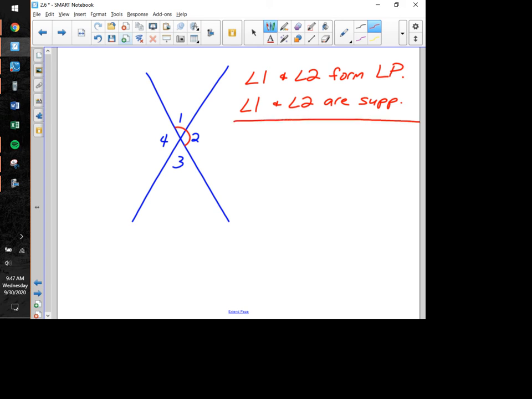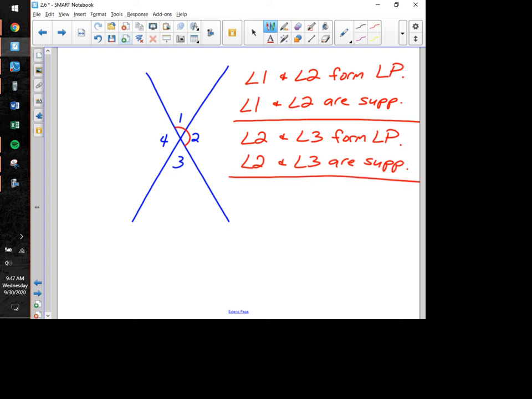But of course, the exact same thing happens with angle 2 and angle 3. I could also say that angle 2 and angle 3 form a linear pair as well. And I could also conclude then that angle 2 and angle 3 are supplementary to one another. So let me break from formality and just go with something numerical. This is not really the way to do a proof, guys, but let me just say for the sake of argument that the measure of angle 1 is 50 degrees.